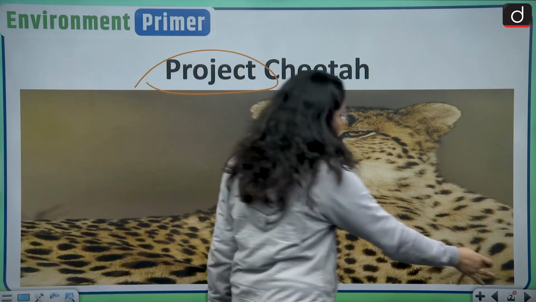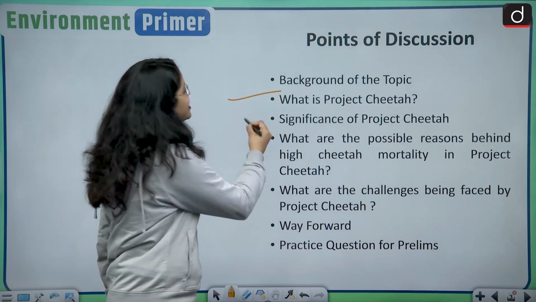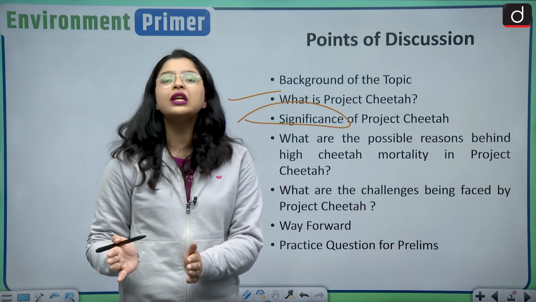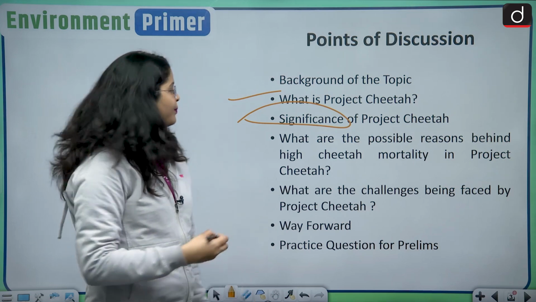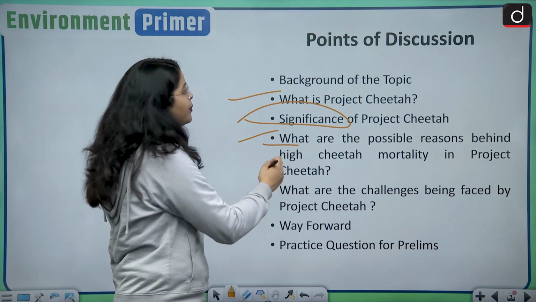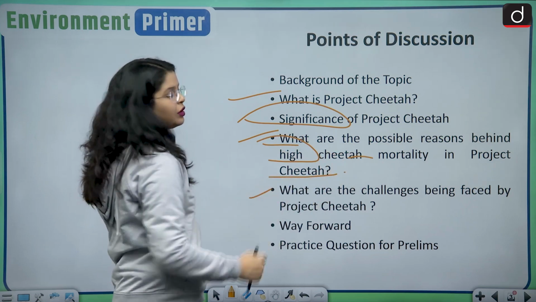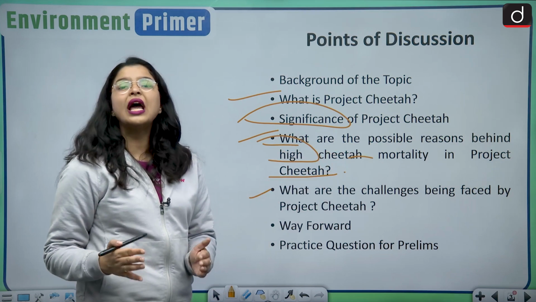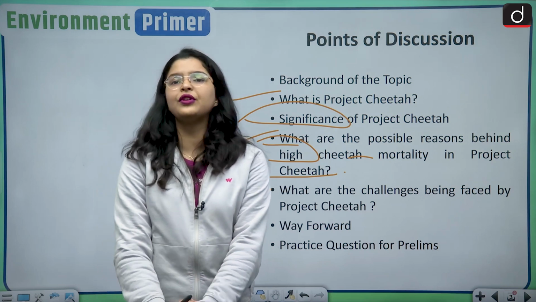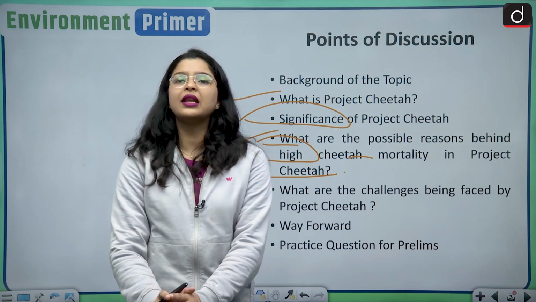In this discussion, we are firstly going to study what this Project Cheetah is. Then we are also going to analyze the significance behind it. Why is the Indian government trying to reintroduce cheetah in the Indian ecosystem? Then we are also going to find an answer to a very important question: what are the possible reasons behind high cheetah mortality in Project Cheetah? Then we will study the challenges being faced by the Project Cheetah, and we are also going to look at some of the way forwards in this regard. And lastly, we'll be seeing some of the important questions from the prelims perspective.